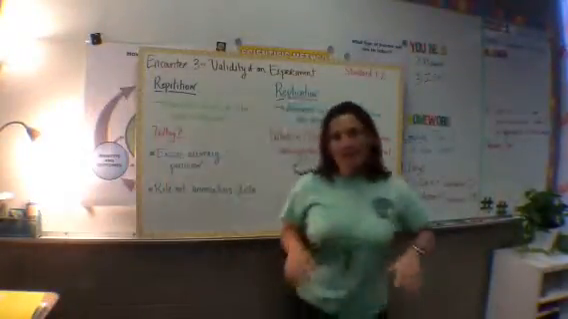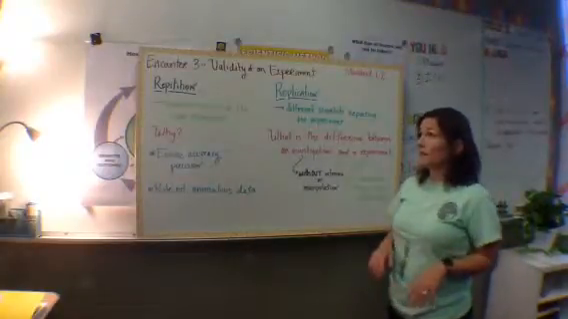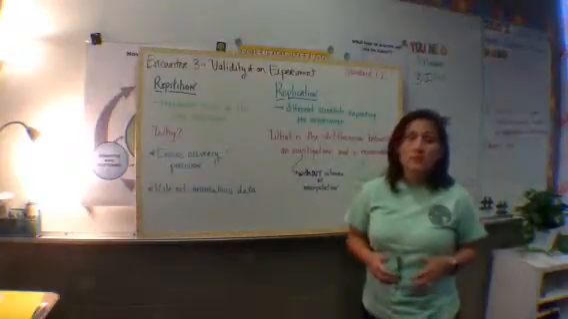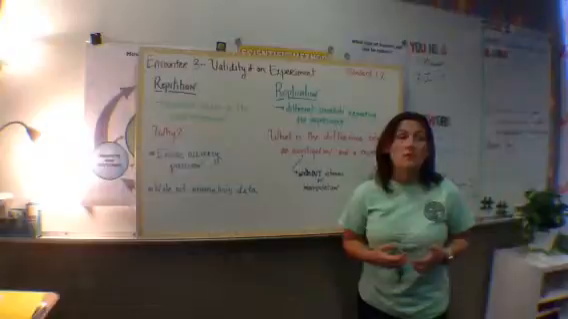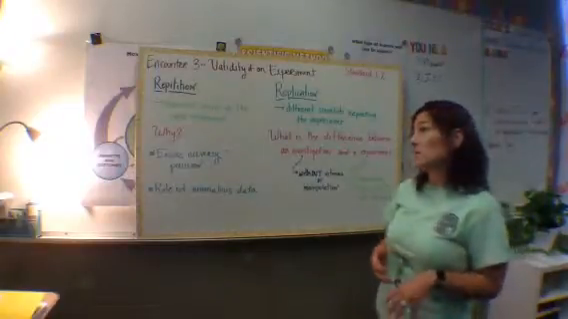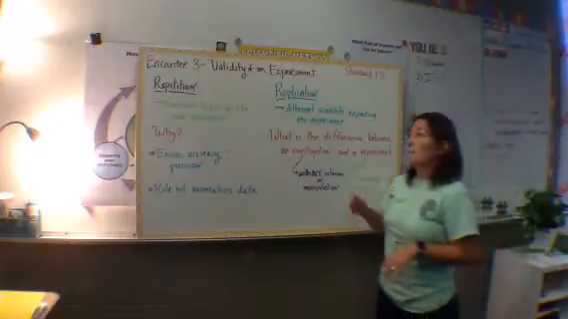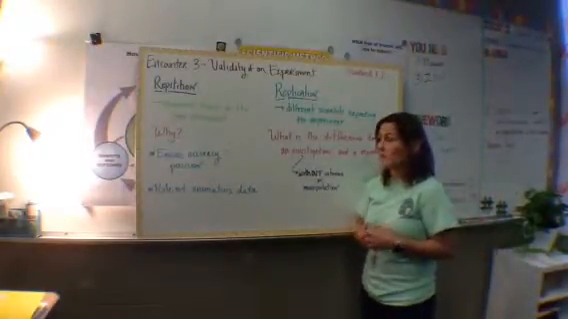Alright, for our last encounter, which is encounter 3, the validity of an experiment, this really deals with our standard 1.2, which is to explain why scientific investigations should be replicable. So really what we should focus on is repetition and replication. Let's talk about repetition first.